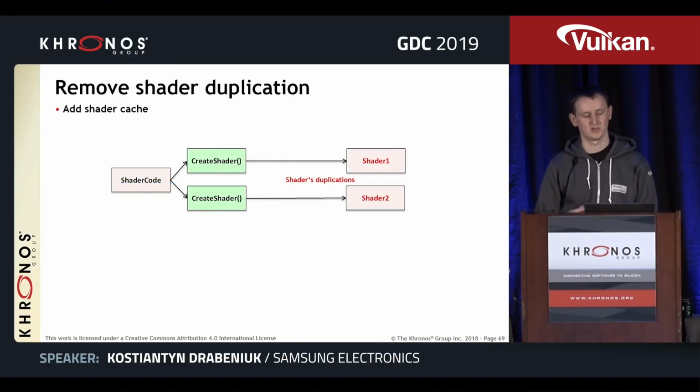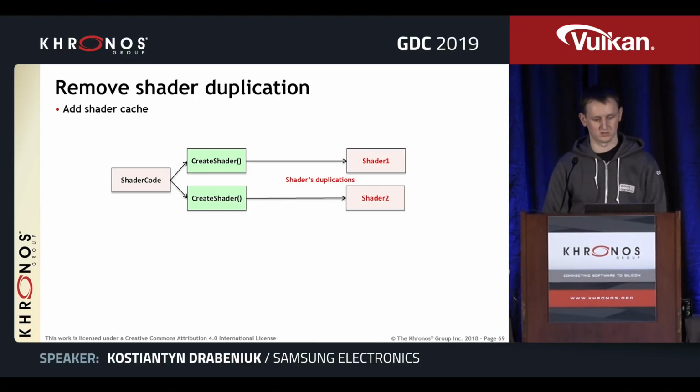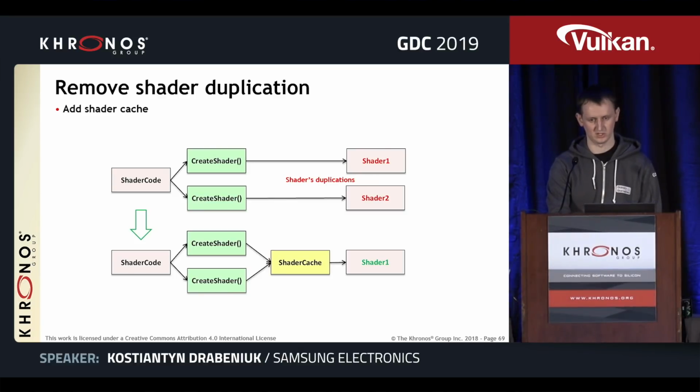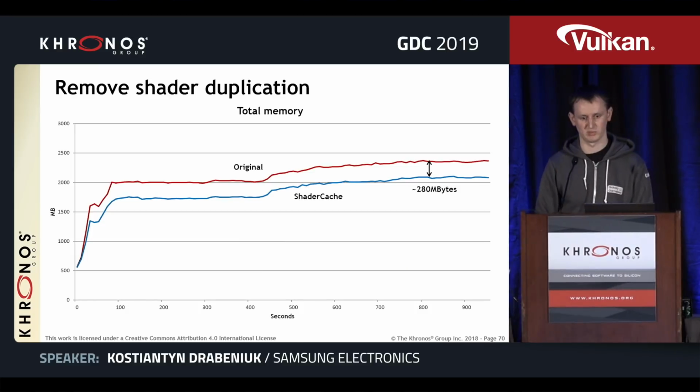So Unreal frequently requests to create a shader with the same shader code as an already created shader has. Such duplication also causes PSO cache misses. So we added a shader cache and shader duplication was removed. Also, memory was saved, about 280 megabytes.